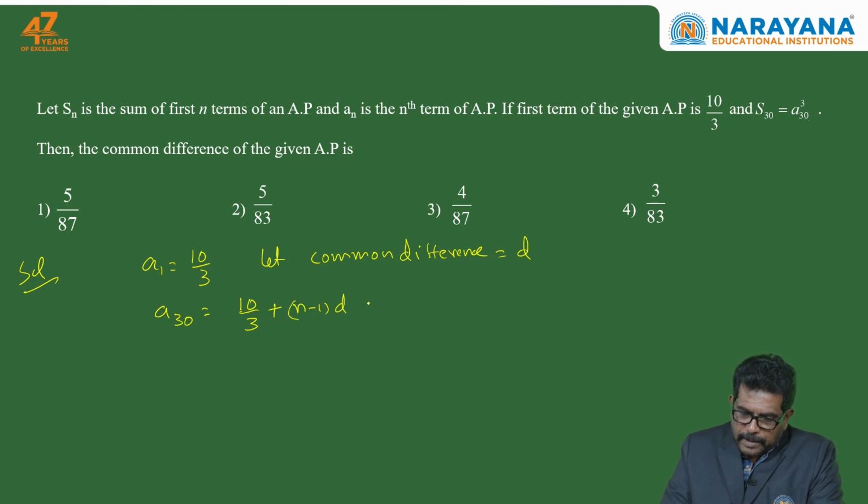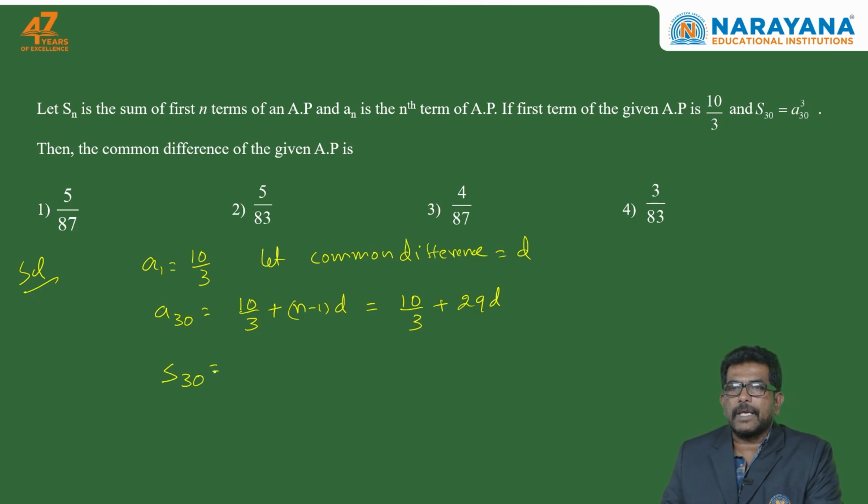Here n is equal to 30, hence this becomes 10 by 3 plus 29D. This is A30. Now S30, we know that S30 means the sum of the 30 terms of the AP. For the sum of n terms of an AP, we have the formula n by 2 into (A plus L), where L is the last term. In this case, L is the 30th term.